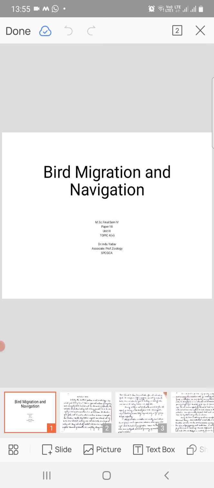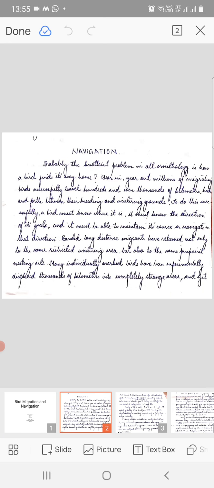Probably the knottiest problem in all ornithology is how a bird finds its way home. Year in, year out, millions of migratory birds successfully travel hundreds and even thousands of kilometers back and forth between their breeding and wintering grounds. To do this successfully, a bird must know the direction of its goal, and it must be able to maintain its course or navigate in that direction. Banded long distance migrants have returned not only to the same restricted wintering area but also to the same pinpoint nesting site. Many individually marked birds have been experimentally displaced thousands of kilometers into completely strange areas and yet have returned to their home nest sites, often with astonishing speed.